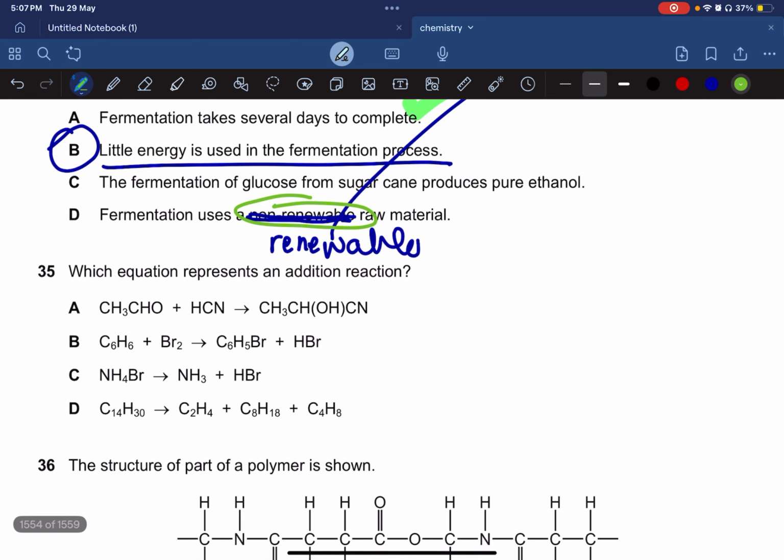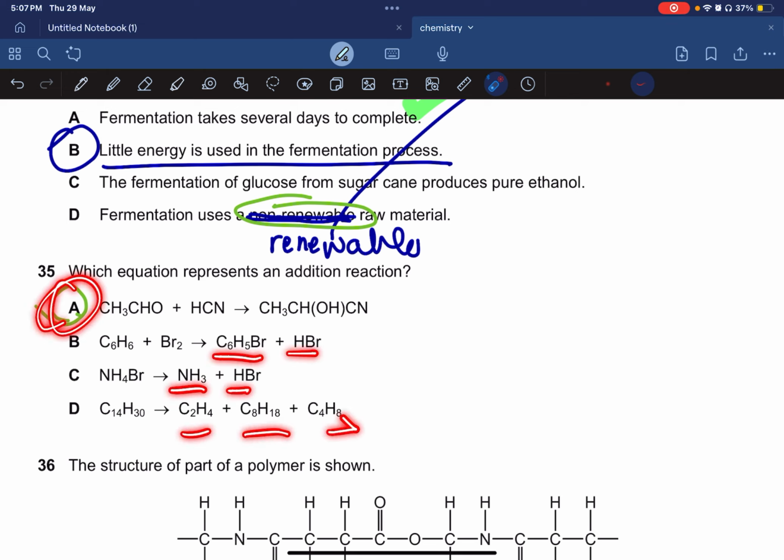Which equation represents an addition reaction? Just by looking at it, I know it's going to be A. Why? Because in an addition reaction, you form just a single product. Over here, two products form. Over here, two products. Over here, three products. So obviously, it's going to be A.